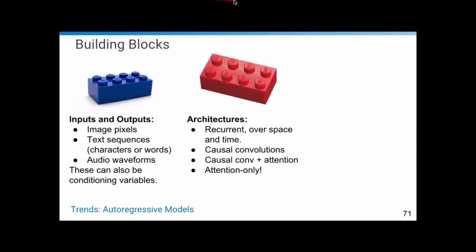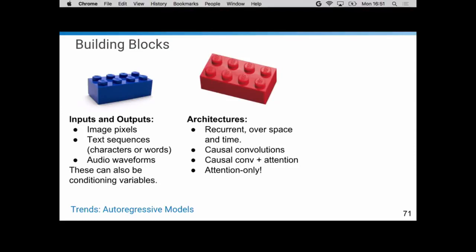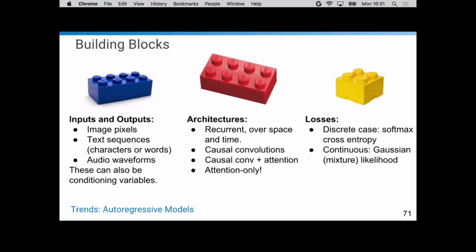In terms of architectures, they really span everything we've talked about. So we have recurrent networks over both space and over time. Previously, we've mostly seen over time, or over sequences of words, but we can also think about sequences over pixels in space. We'll use causal convolutions, convolutions with attention, and even architectures that only have attention, without any convolutions or recurrence in them. For the losses, you can use cross-entropy loss, or in the continuous case, you can use mixtures of Gaussians or mixtures of logistics.